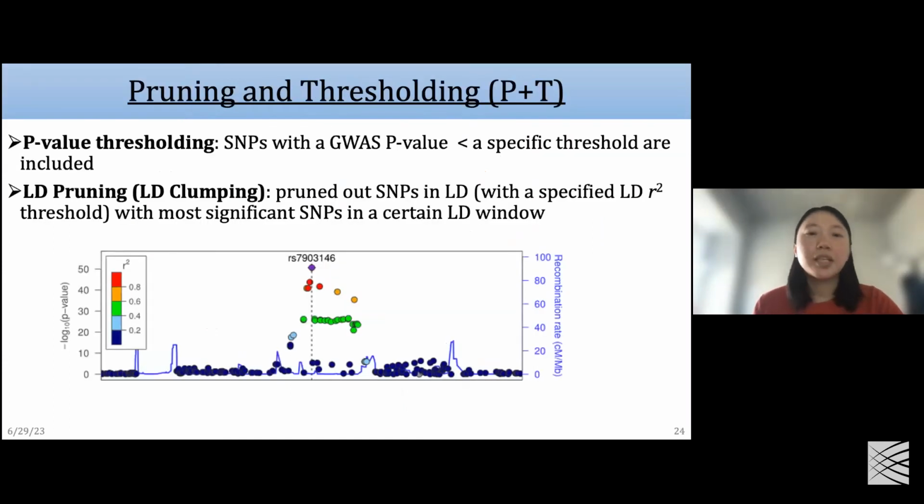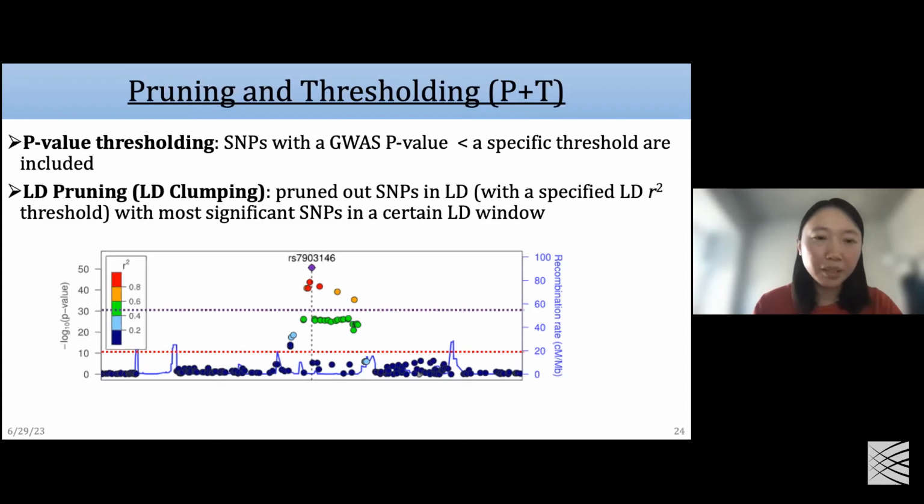So the classic P+T, or pruning and thresholding, method involves two processes. The first process is p-value thresholding. If you set a p-value threshold, any SNPs with a GWAS p-value smaller than that threshold will be included in the process. And the second process is the LD pruning or LD clumping based on predefined LD R² thresholds.